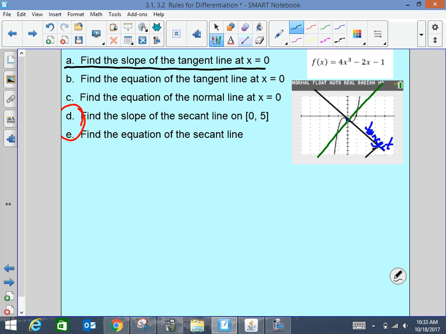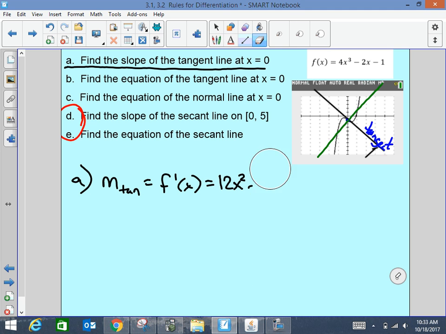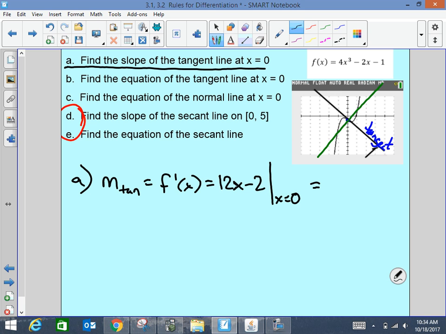Okay, the slope of the tangent line, part A. All right, slope of the tangent. How do we do that? Otherwise known as, what is the derivative? We're at a certain point though, right? So we want to be at x equals 0. What is that value? -2. So my slope is -2. Okay? So this line right here that I kind of drew, we'll see how close I am when we're done, the slope is -2.